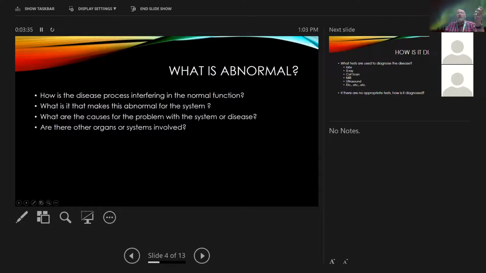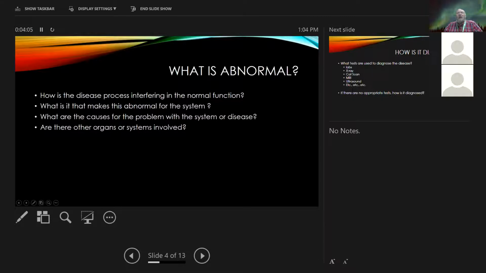So how is the disease process interfering with the normal function? With asthma, it is changing the structure of the alveoli and changing the bronchial tubes to where the person can't breathe as well as they usually do. What is it that makes this abnormal for the system? Well, if you can't breathe, you can't do a lot. So there's all that kind of stuff that goes on there.